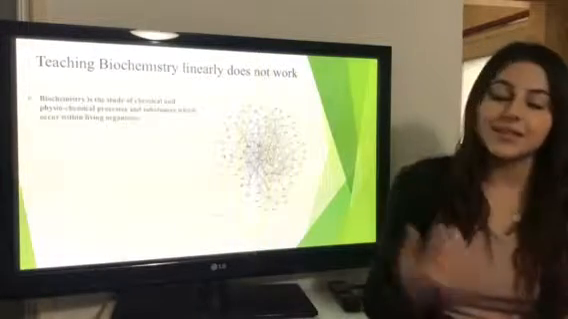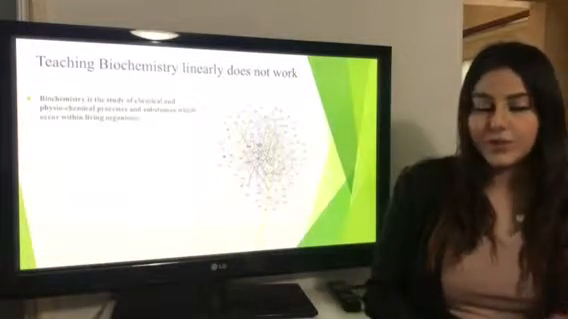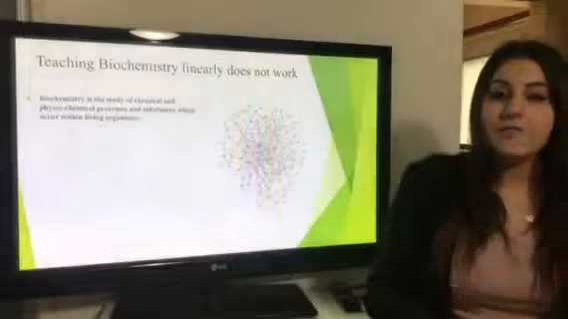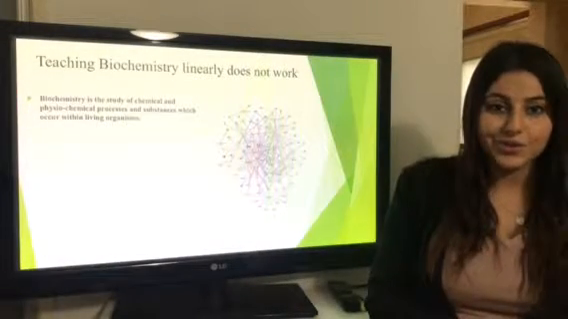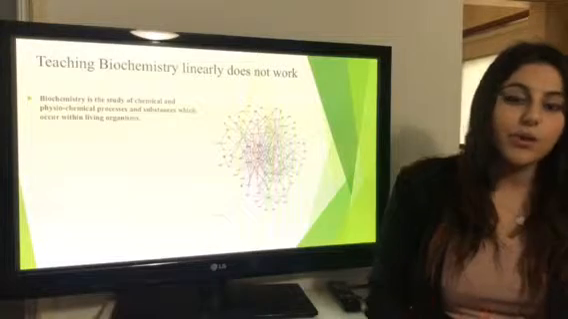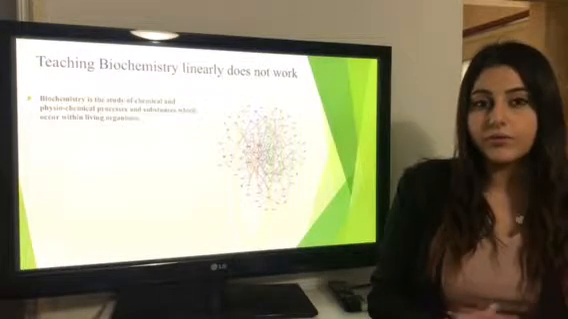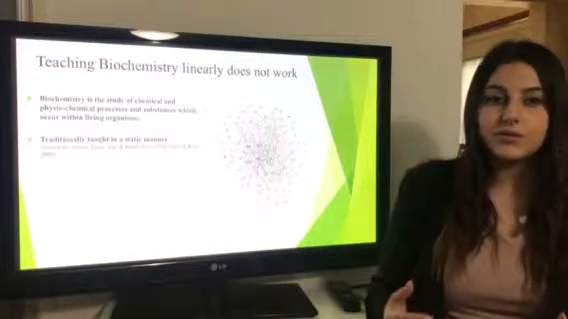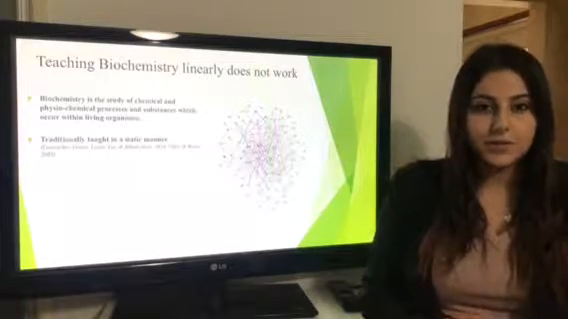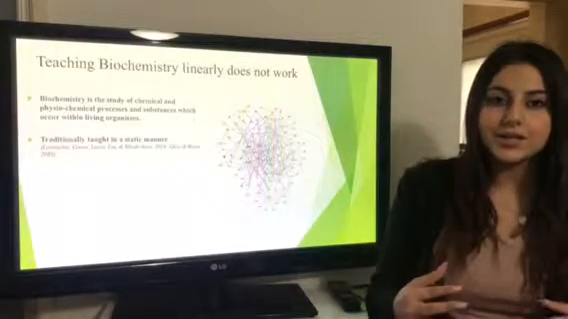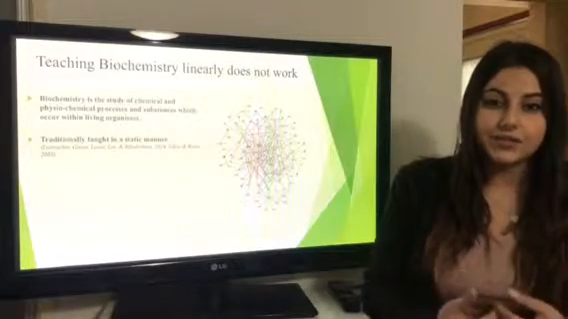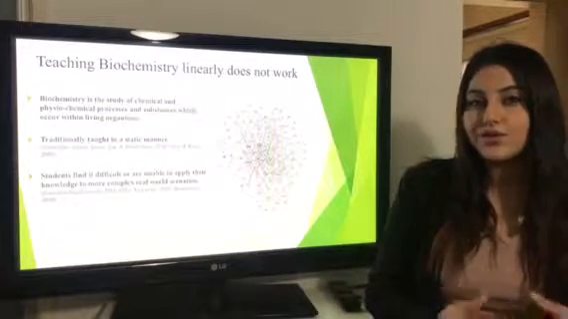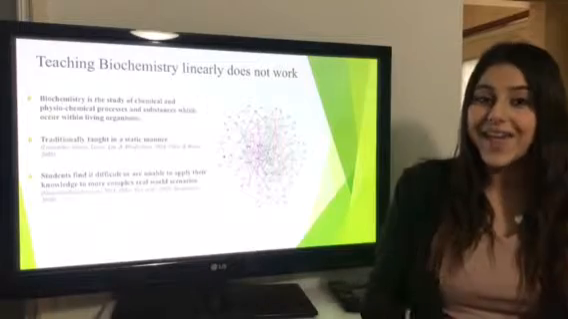So biochemistry is the study of the chemical and physiochemical structures, molecules and processes that exist in a living organism. Now just here you'll see one of the many pathways students are required to learn at a tertiary level when studying biochemistry. The problem with how biochemistry is taught all around America is it's traditionally static and linear, which means students are exposed to one molecule at a time, or one network at a time, or one process at a time, without getting a true understanding of how they all connect and interact in the real world. So this means that students have difficulty applying their knowledge to more complex real world scenarios and cases.